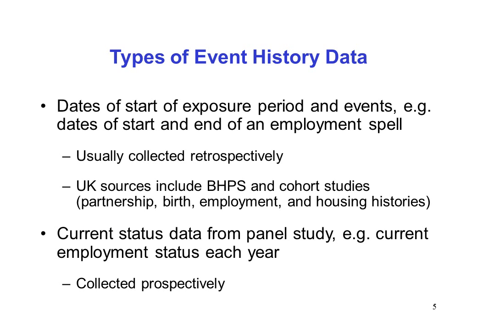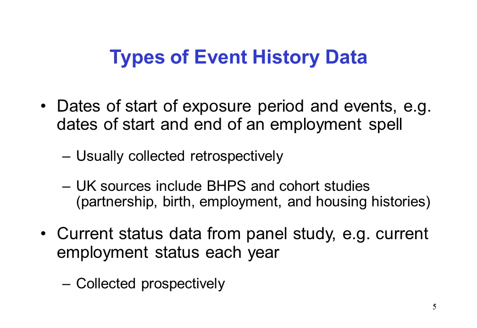All right, types of event history data. Okay, what we need to construct durations are dates. So we need to know when somebody becomes at risk, that is the start of the exposure period, and also when they have the event. And for example, in an employment spell, you need to know when they start employment, start a particular job, and also when they leave that job.